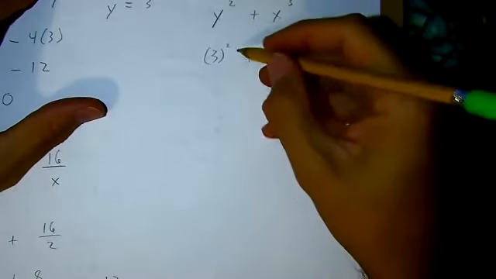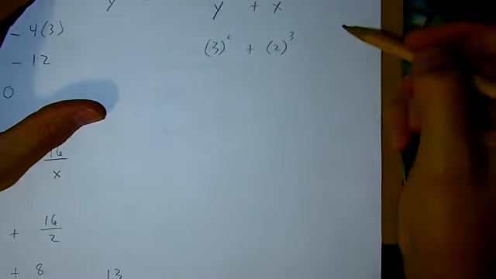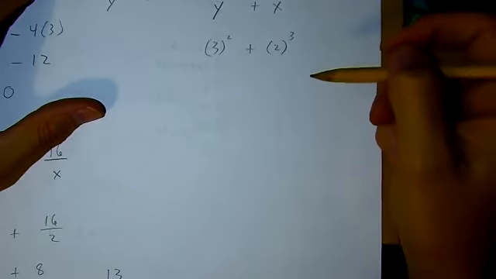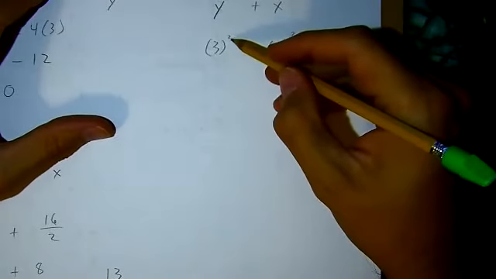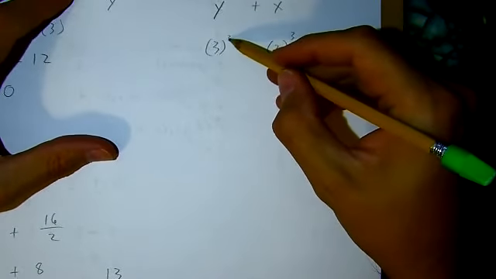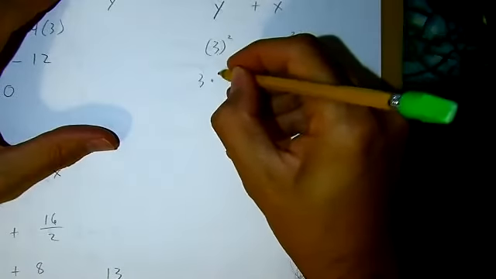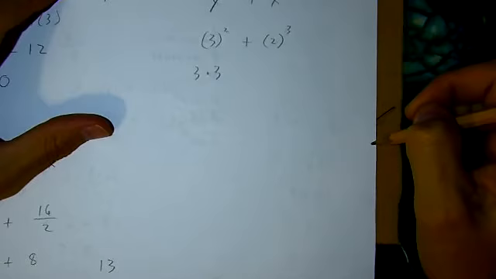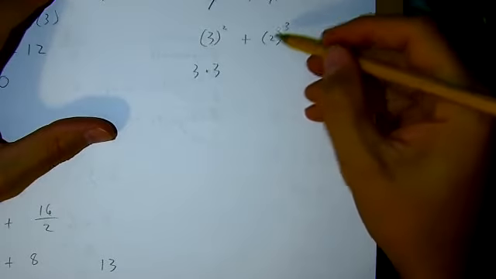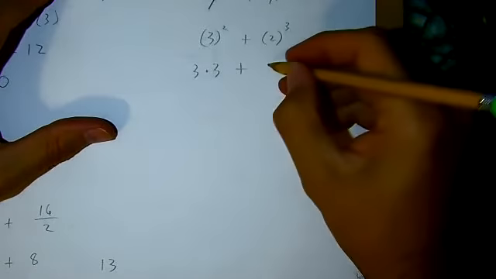Okay, so back to the exponents. This does not mean 2 times 3, and this does not mean 3 times 2. Exponents mean how many times you're multiplying this number by itself. So this means that you're multiplying a 3 twice, like that. This means you're multiplying a 2 3 times. Bring our plus down.